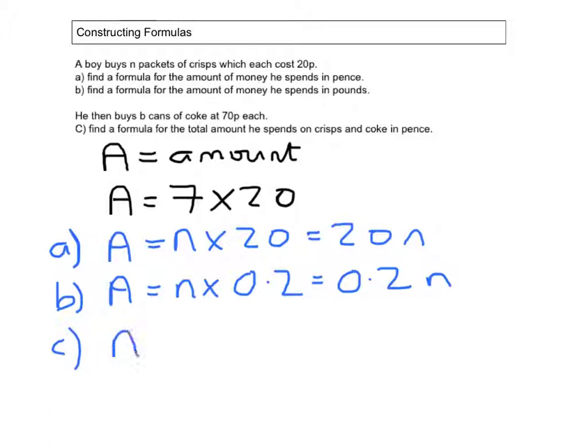So again, if we call A the amount he spends, well, on crisps he already spends 20N. And then he spends 70p on each can of Coke he buys, but there are B cans of Coke. So the total amount he spends on Coke is going to be 70 multiplied by B, but I'll write that as 70B. And that's the formula for the entire amount of money that he spends on Coke and crisps.